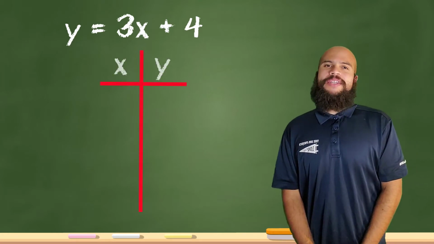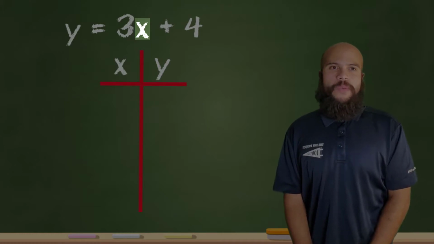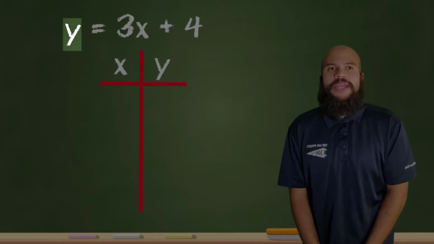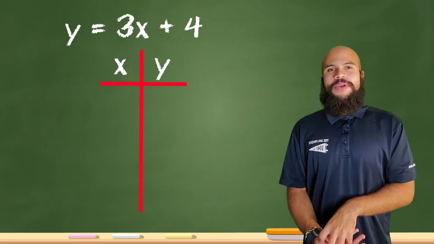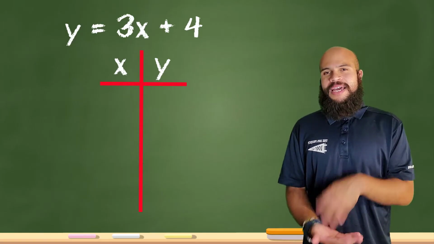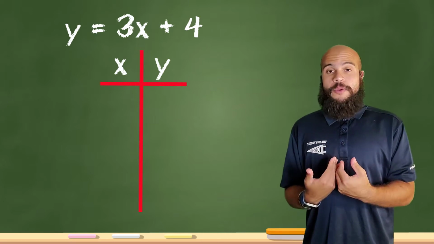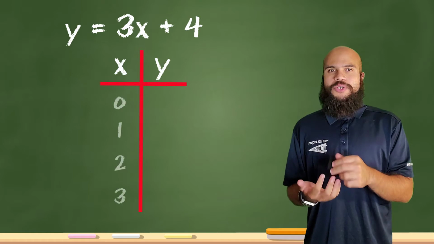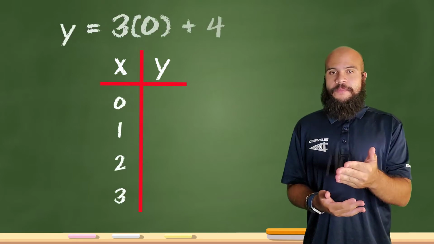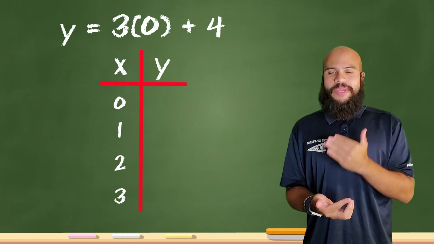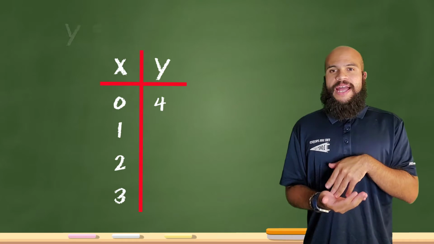I'm going to pick random numbers for x and then find corresponding values for y by basically evaluating or plugging in at those x values. Then I'm going to point out the pattern that is present in the table. Now I'm just going to decide for simplicity purposes for x to be 0, 1, 2, and 3. So when x is 0, y ends up being 4. This is our y-intercept.